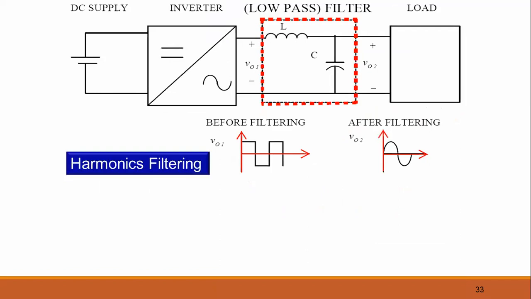Now, what is harmonic filtering? We have to filter out the harmonics and keep the first harmonic. So this is the DC supply. This is the inverter; the inverter converts the DC supply into AC. Here a low pass filter is used. What will it do? It will filter.